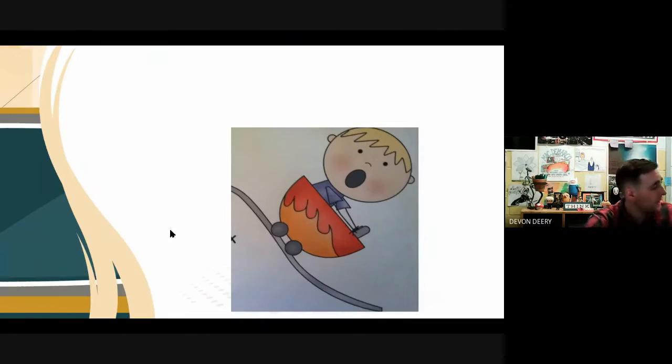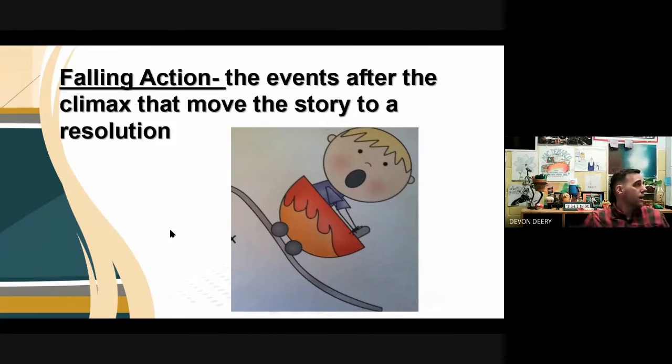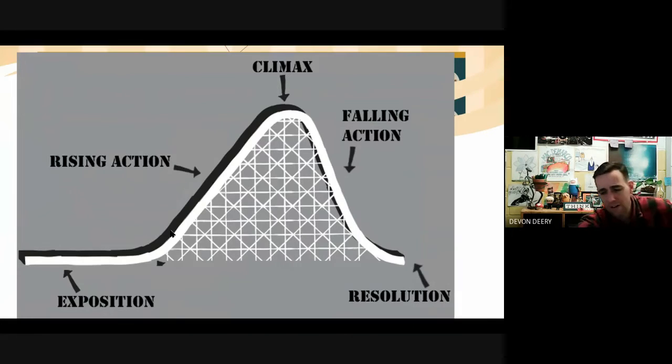Which takes us to our falling action, which is all of the events that happen after the climax that bring the story to a resolution. Again, pause if you need to. But falling action, it's not that complicated. It's everything that happens after the climax, but before the ending. So if we're thinking about A Long Walk to Water, he gets to America.